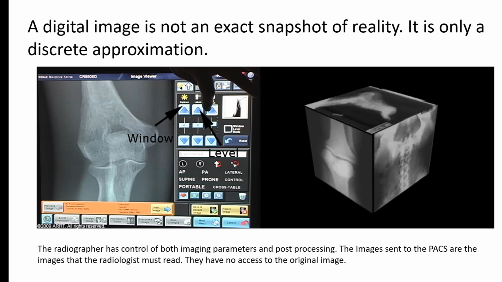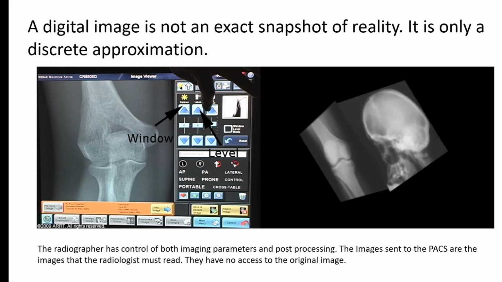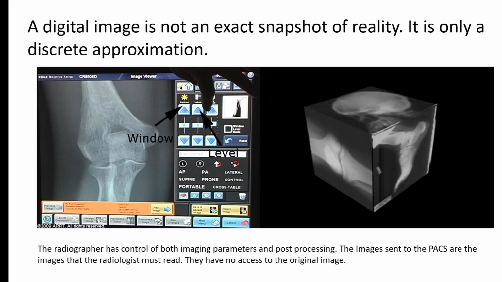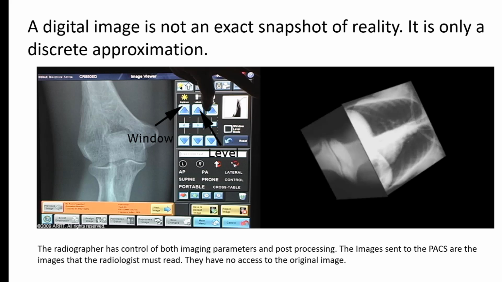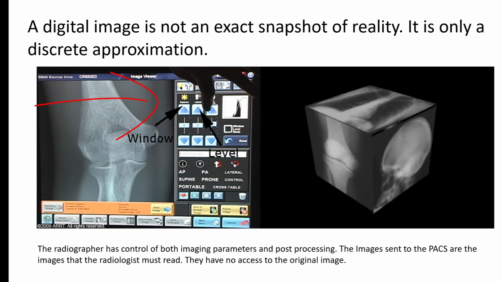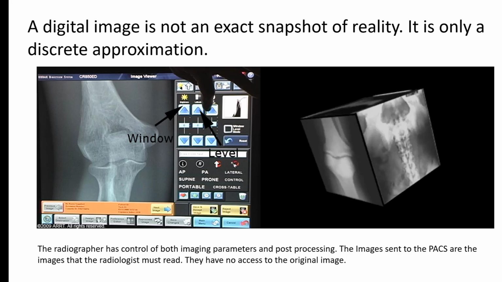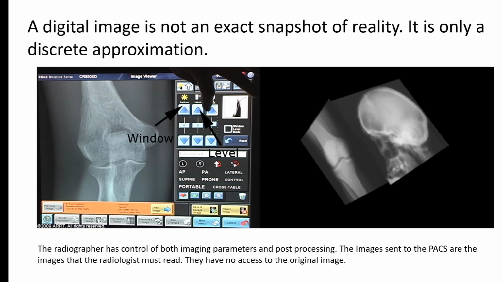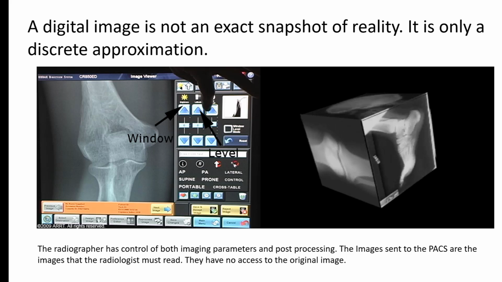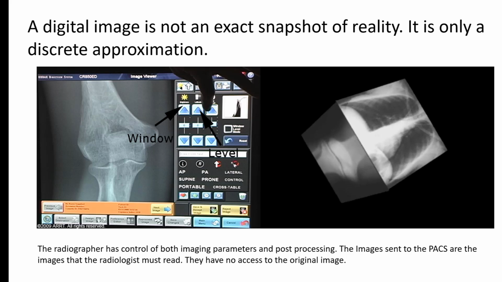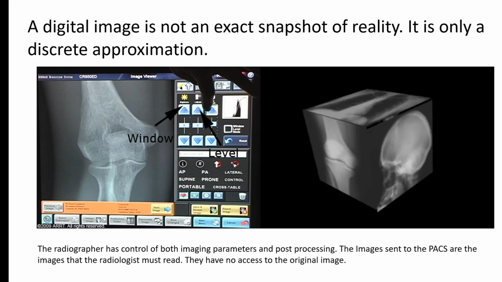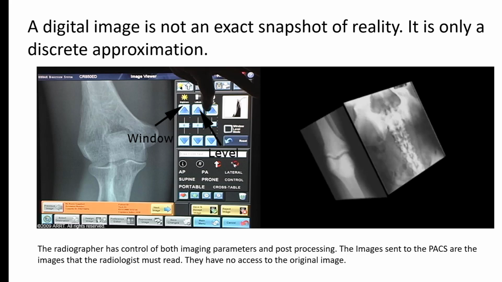A digital image is not an exact snapshot of reality. It's only a discrete approximation at the time the image was acquired. The radiographer has control of both imaging parameters for technique and post-processing. The images sent to the PACS are the images that the radiologist must read. The radiologist does not have the original image that was acquired. They only have the images that the radiographer has chosen to send.